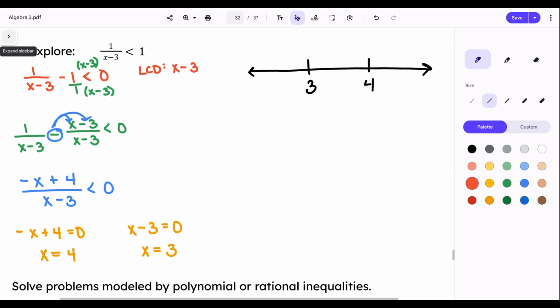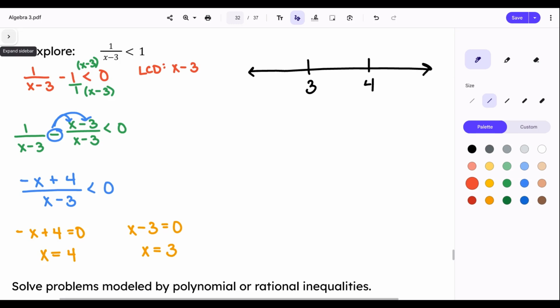And I don't really know which way I should face my parentheses or brackets here, but just what should be at these numbers? Like, should they have parentheses, brackets? Should I have one of each? What do you guys think? Okay, so you know that this 3 can't be included. So you know for sure you're going to have a parenthesis at 3 because that would cause the denominator to be 0. Okay, and what about 4?